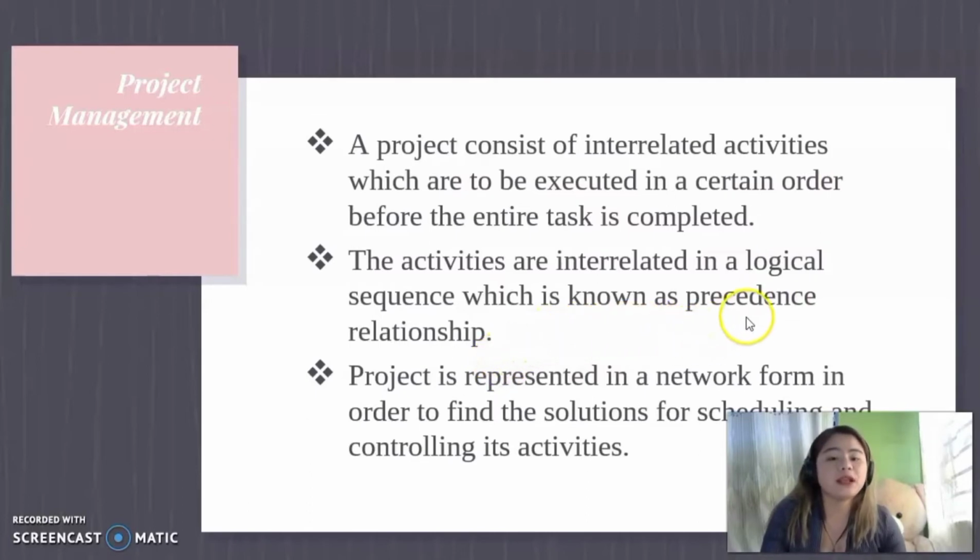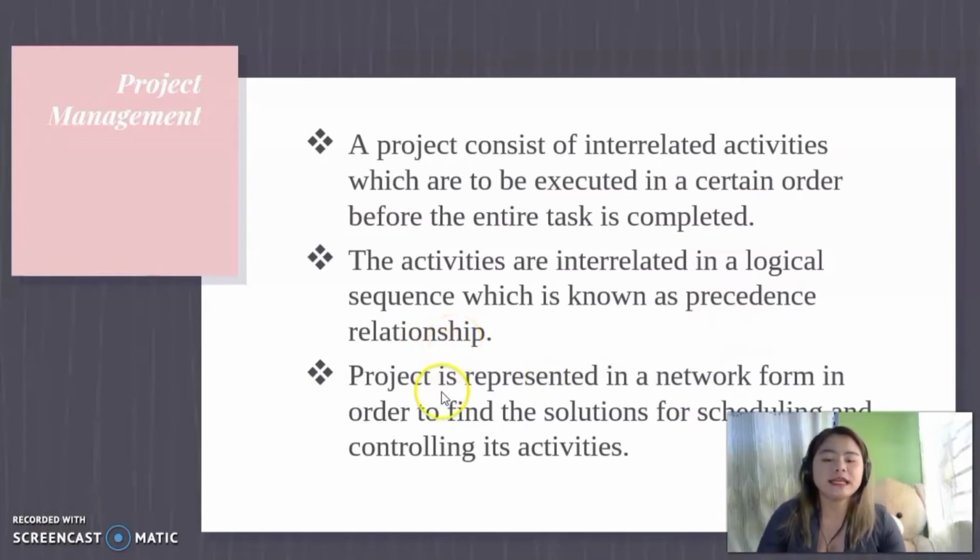So precedence relationship means, for example, if you take one particular project, it has different activities, like for example, activity A, B, C, D, and so on. So after completing activity A, only then can you move to activity B. So now we have a relationship between activity A and activity B, and that relationship is called a precedence relationship.